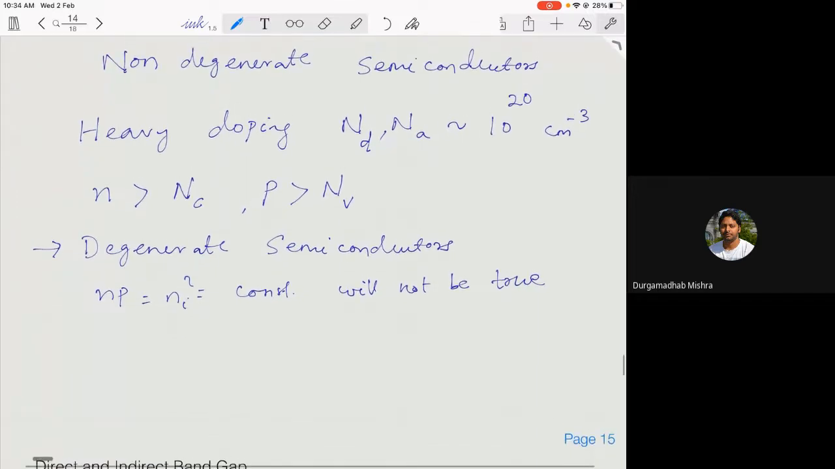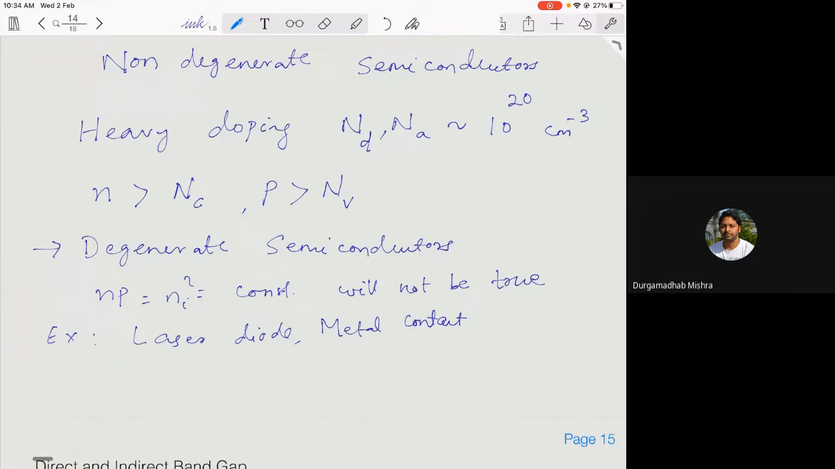And it is not like they don't have any application. Degenerate semiconductors have a lot of applications. For example, they are used in a laser diode. They are used as metal contacts. Actually, mostly they are used very similar to metal. So what happens if you do a heavy doping? In that case, the material actually behaves more like a metal.